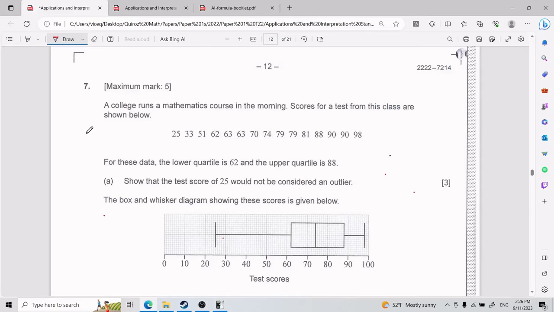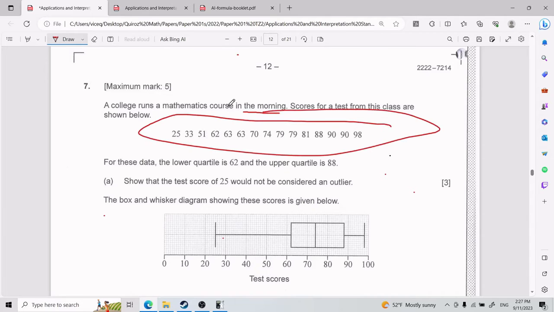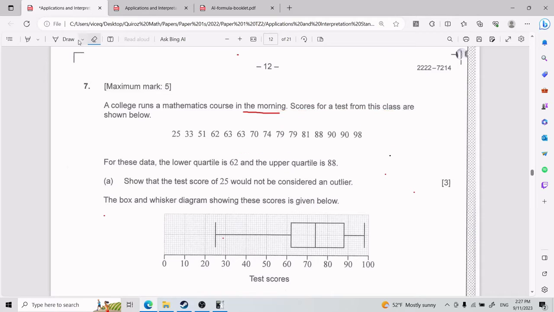All right, for the 7th one, we have that a college runs a mathematics course in the morning. Scores for tests from this class are shown below. So this is all the scores for the test done in the morning. They tell us that for these data, the lower quartile is 62 and the upper quartile is 88. For part A, we need to show that the test score of 25 would not be considered an outlier.